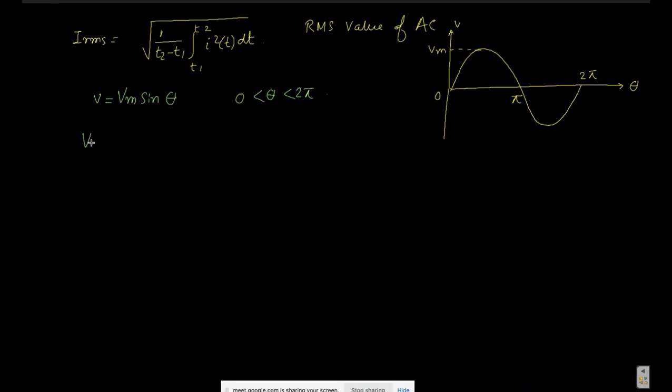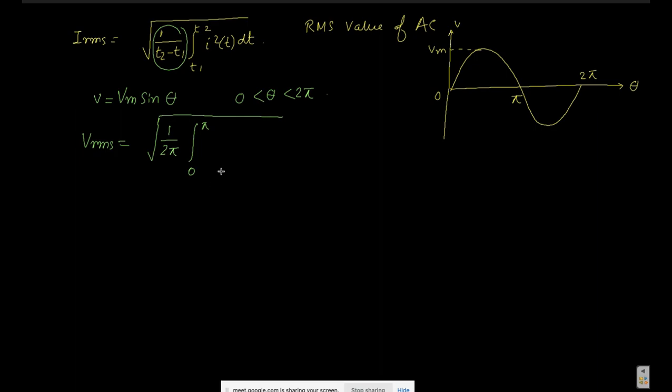So what is Vrms? We have to integrate it over a complete cycle, so 1 by 2 pi. Here it is 1 by T2 minus T1, that is 2 pi minus 0, which is 2 pi, so 1 by 2 pi. The integration was T1 to T2, here the integration is 0 to 2 pi.